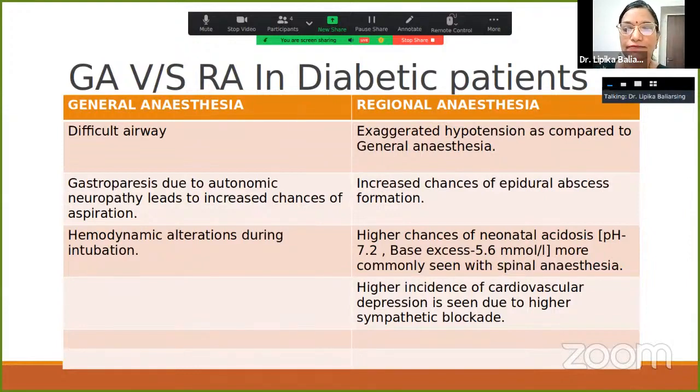And there is a higher incidence of cardiovascular depression, seen due to higher sympathetic blockade. So when we are giving the block, we must be very precise about the dose given and about the duration of the block, which is going to be at that much higher level. And we have to support the cardiovascular system at that time.